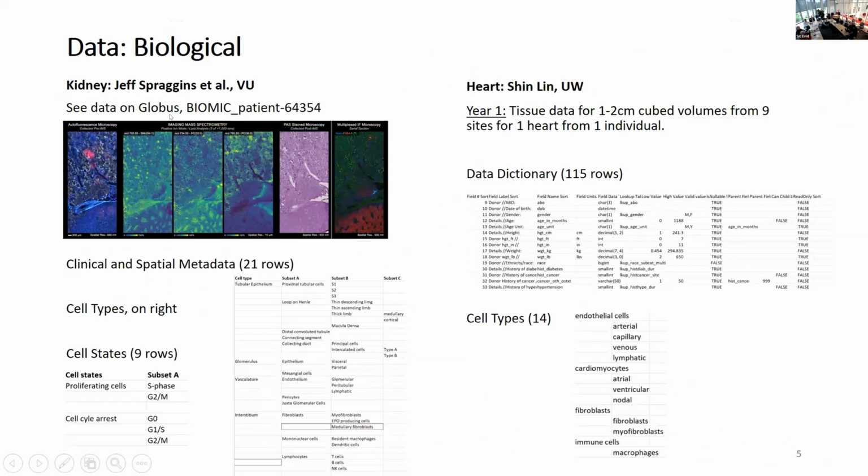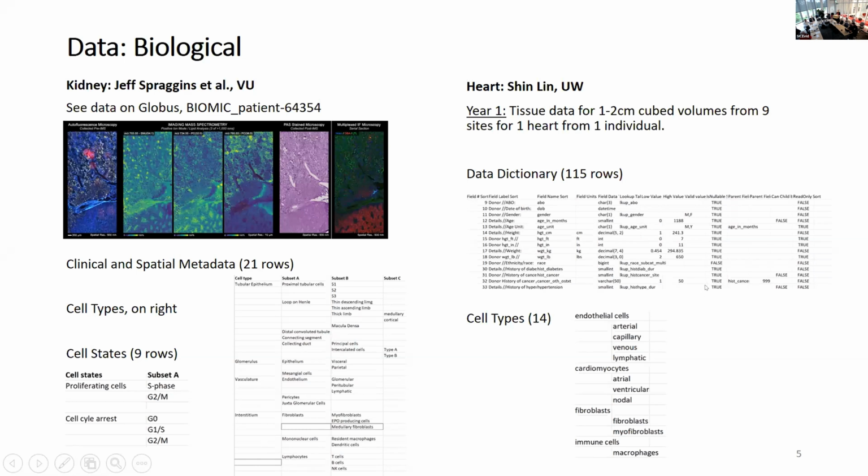In terms of data, again, Jeff gave a really good overview early this morning on the data they have provided so far. The data also comes with clinical metadata. They have provided us with information on their favorite cell types and cell states, which is very interesting and relevant because HuBMAP ultimately aims to map at the single cell level. We also work closely with Shin Lin at UW. And in year 1, they will have tissue data for 1 to 2 centimeter cubed volumes from 9 different sites from a human heart from 1 individual. They also have shared their data dictionary and their cell types.